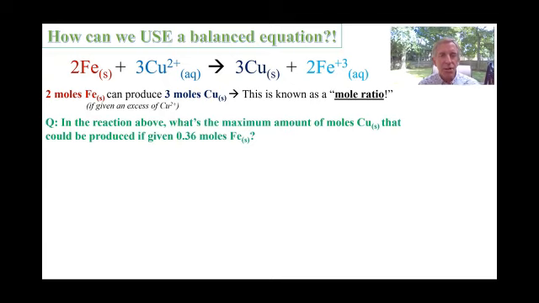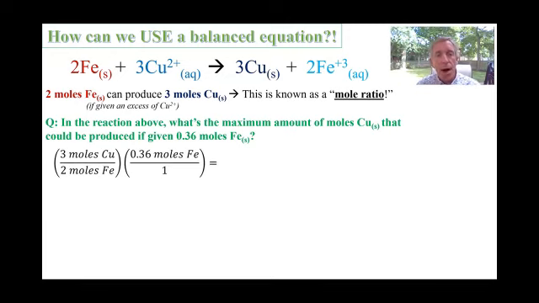So if I gave you this question, in the reaction above, what's the maximum amount of moles of copper solid that could be produced if given 0.36 moles of iron solid? How would you do that problem? Give it a second. Now let me show you how I would do it and how all your instructors are going to do it. We are going to follow something known as dimensional analysis or unit analysis in any problem that involves multiplication and division. It allows us to keep track of the units of the problem and make sure that I don't end up with some wacky number just because I threw a bunch of numbers at it.